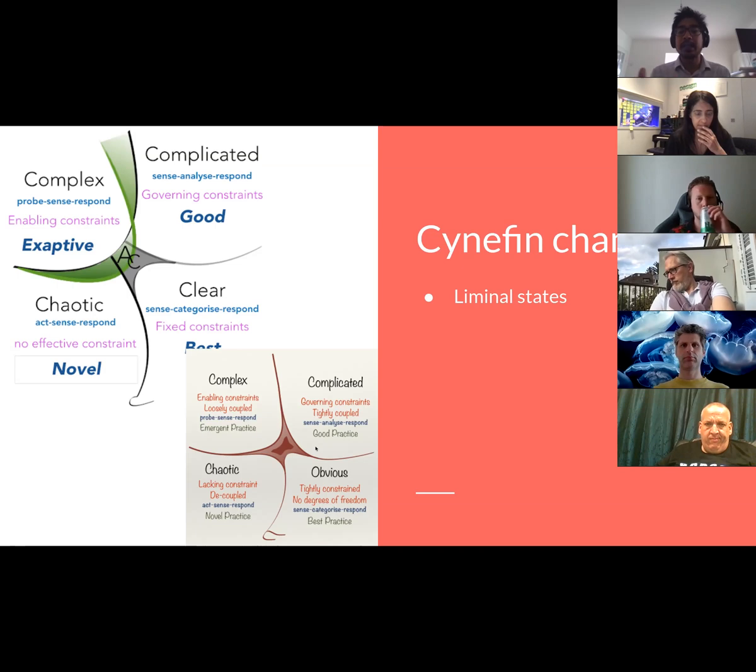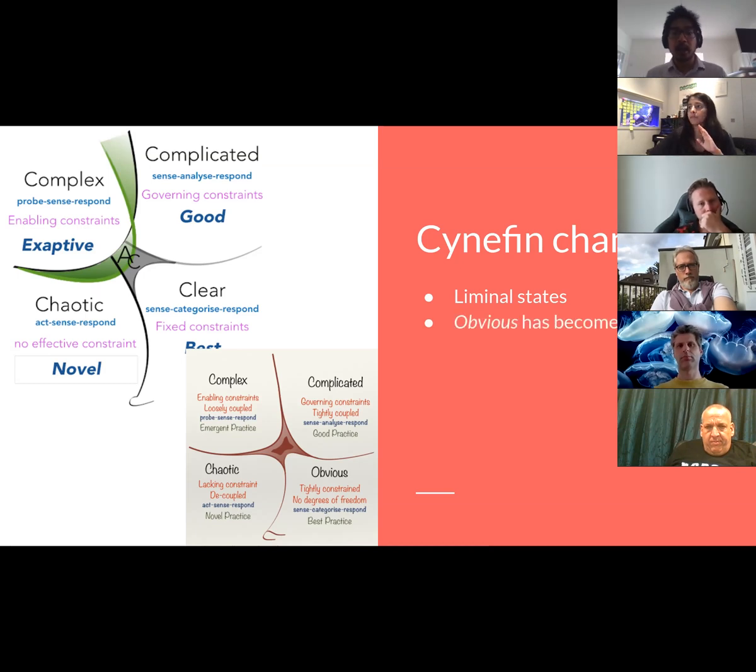And this is where we're tightening constraints. We are now moving from emergent practice into good practice. This is more visually illustrated with this liminality here, where we have this gradient from the green to the black. So we can actually operate legitimately in this space and transition between these two different domains.